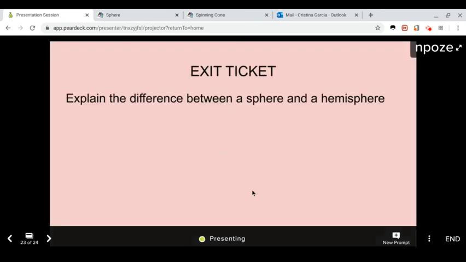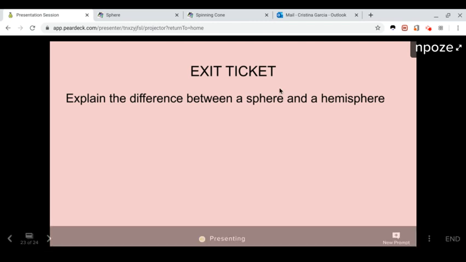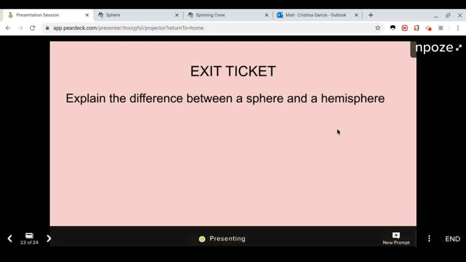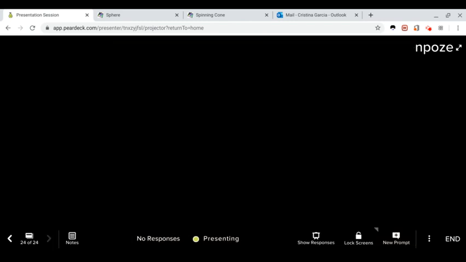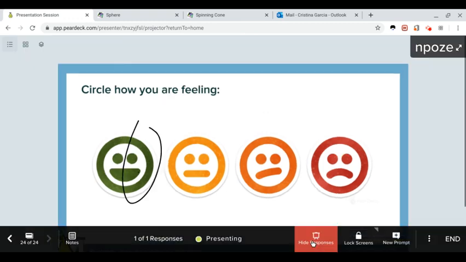And then finally, we have our exit ticket, and this one is to explain the difference between a sphere and a hemisphere. This is kind of just thinking about not just the sphere itself, but the part, even within our own Earth, we have the northern hemisphere and then the southern hemisphere. So just thinking about it like that, I would want to see how they are able to explain the differences between the sphere and the hemisphere. Okay. And then again, circle how you're feeling. Hopefully everybody is doing well.